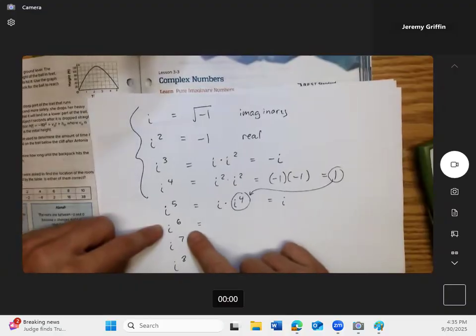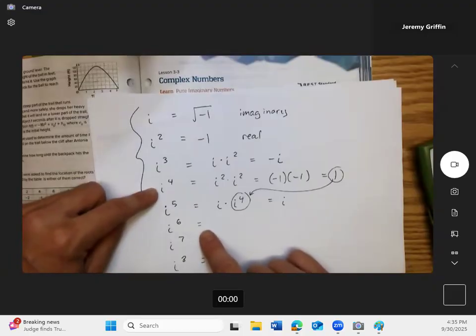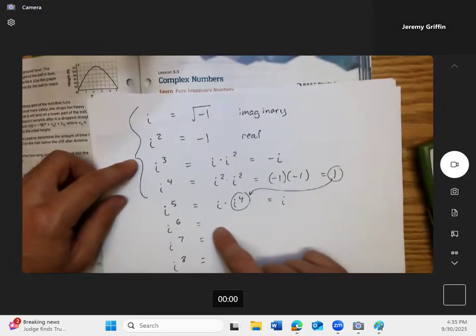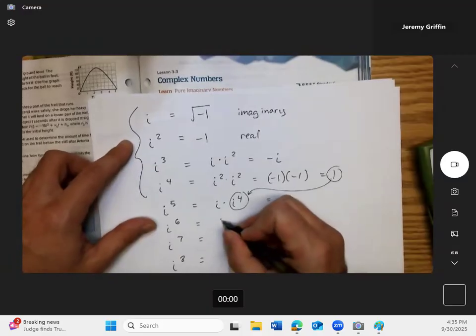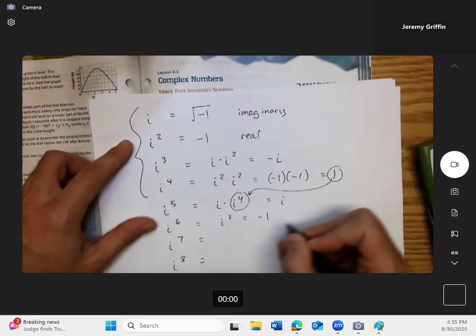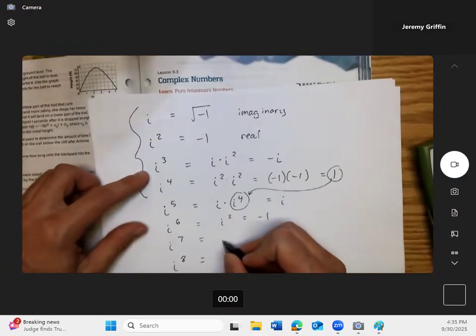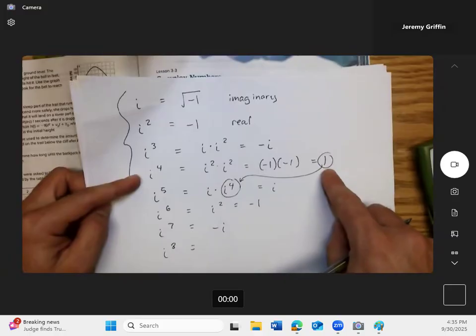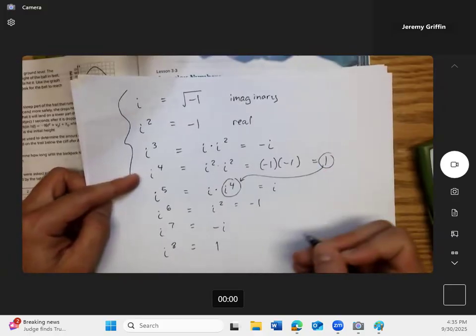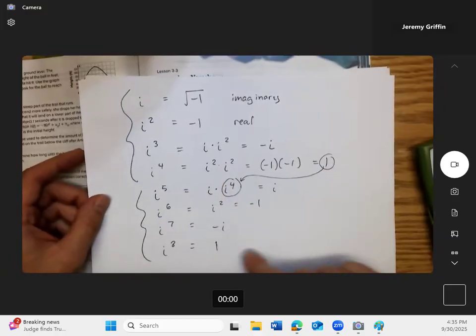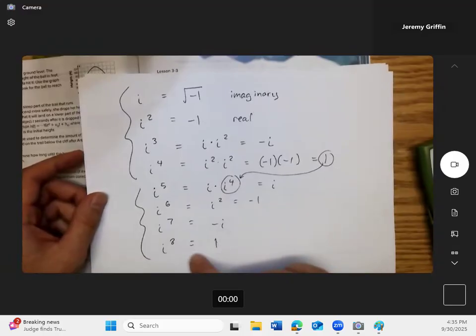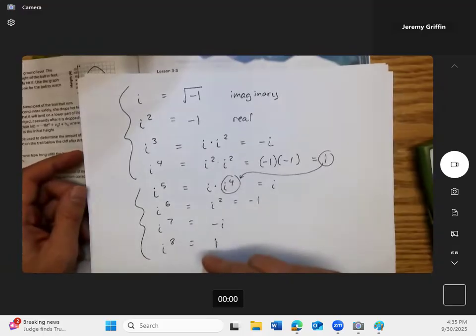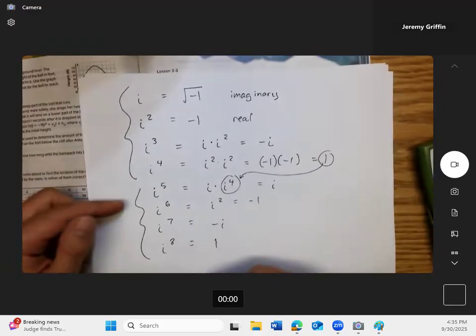i to the 6, right? Well, that's like i to the 4, which itself is 1, and then you've got i squared on top of that. So this is i squared, or -1. i to the 7 is going to be negative i. i to the 8 is i to the 4 times i to the 4, which is just 1 times 1, which is back to 1. Right? So you guys see this four-part pattern? Right? So when the powers go up, they follow this pattern of 4.